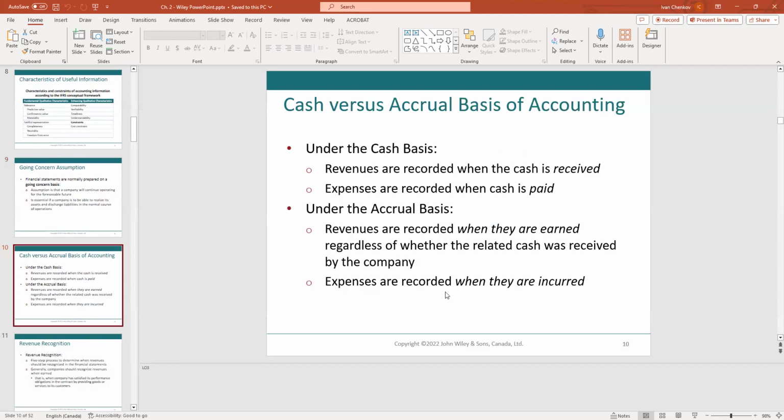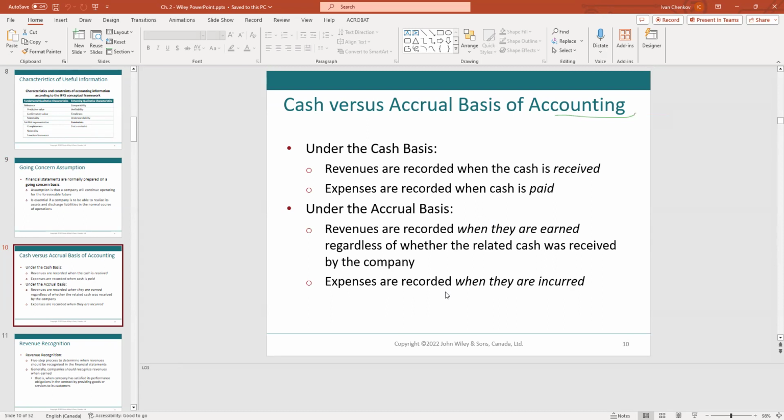Here we're going to the cash basis versus accrual basis. On the cash basis, we're going to record events only when there's an exchange of cash. Once we receive the cash, we're going to record the revenue. Once we pay the cash, we're going to record the expenses.